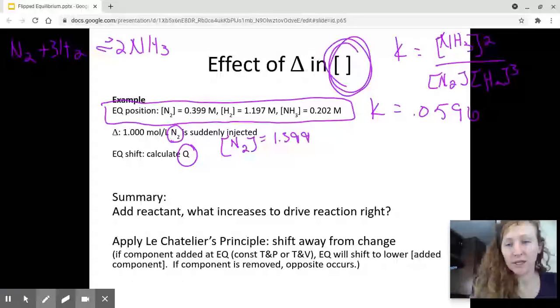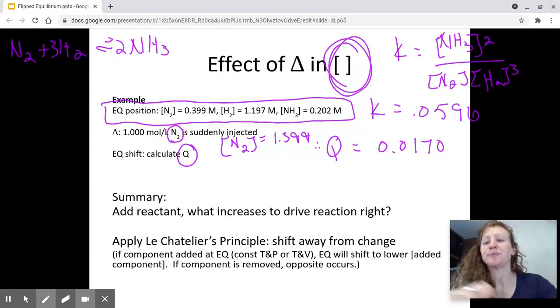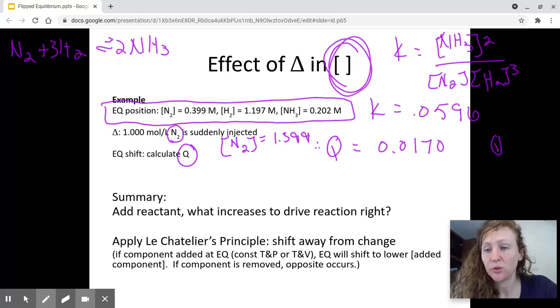All right, so I get a Q here with this information. Therefore, Q is going to be equal to 0.0170. So Q has gone down. Q is less than K.